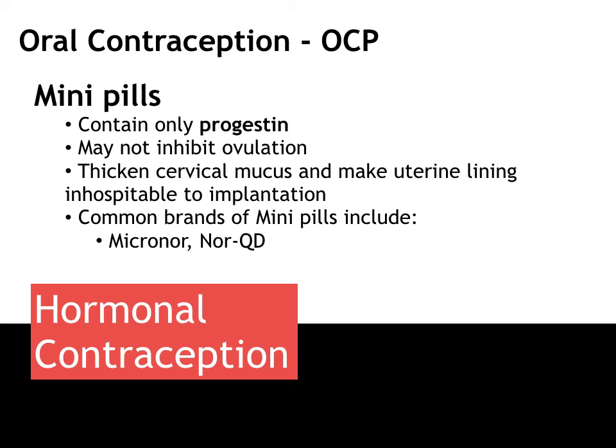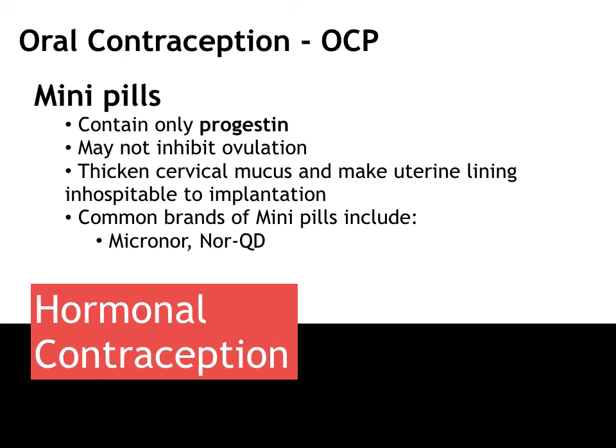And the progestin is in a lower dose, generally speaking, than the combined contraceptive pill as well. So it still is going to thicken cervical mucus, make the uterine lining more inhospitable to implantation as well. A few common brands of mini pills include Micronor and NorQD.